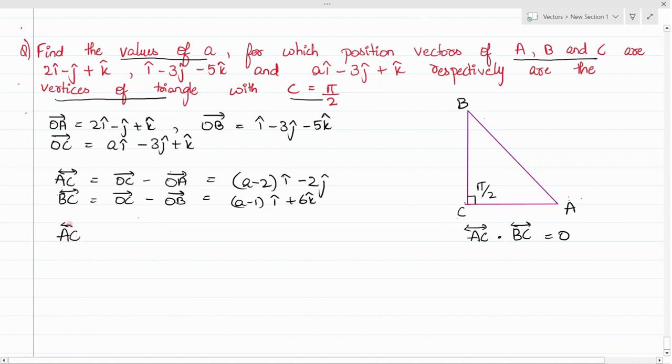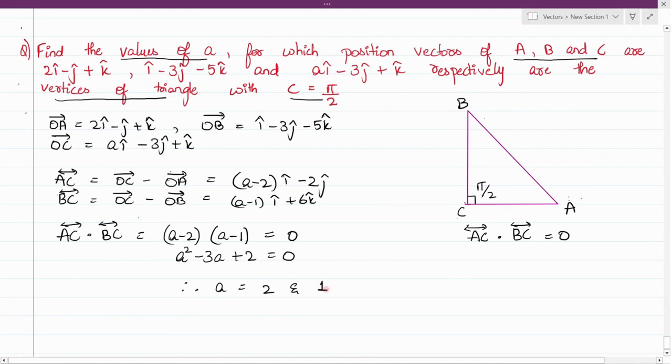Now AC dot BC becomes a minus 2 into a minus 1, and j doesn't have anything to multiply, so it just becomes 0 over here. Now just multiply it, you'll get a square minus 2a minus a, that is minus 3a, plus 2, which is nothing but 0. Just factorize it, you will get the values of a as 2 and 1.